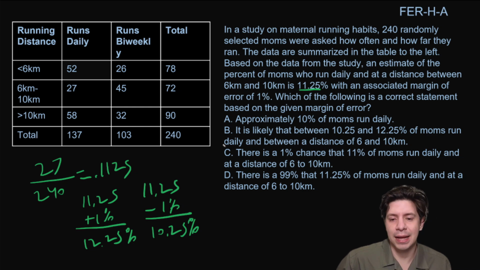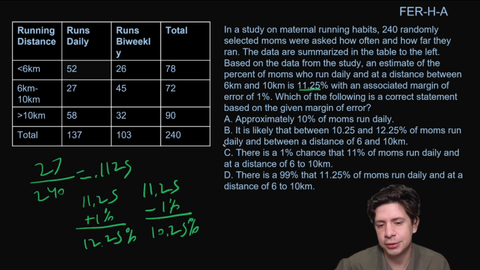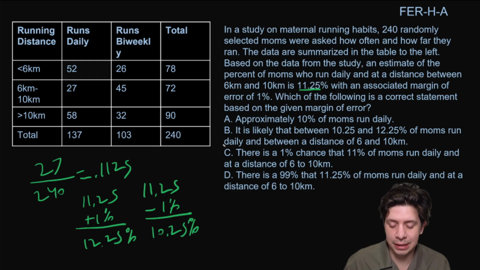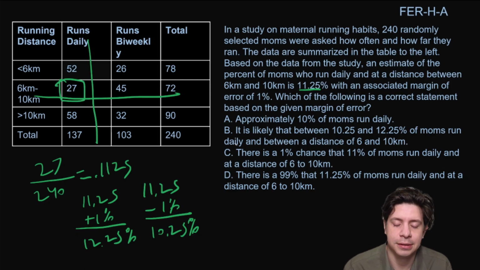That's not really what we're asking here, right? We're based on moms running daily between 6 and 10 kilometers. B, it is likely that between 10.25 and 12.25% of moms run daily in between this distance of 6 and 10 kilometers. So that really narrows it down, right? You're running daily, 6 and 10 kilometers. It's this that we were focused on. So it could be B, it probably is, but we'll check the others.